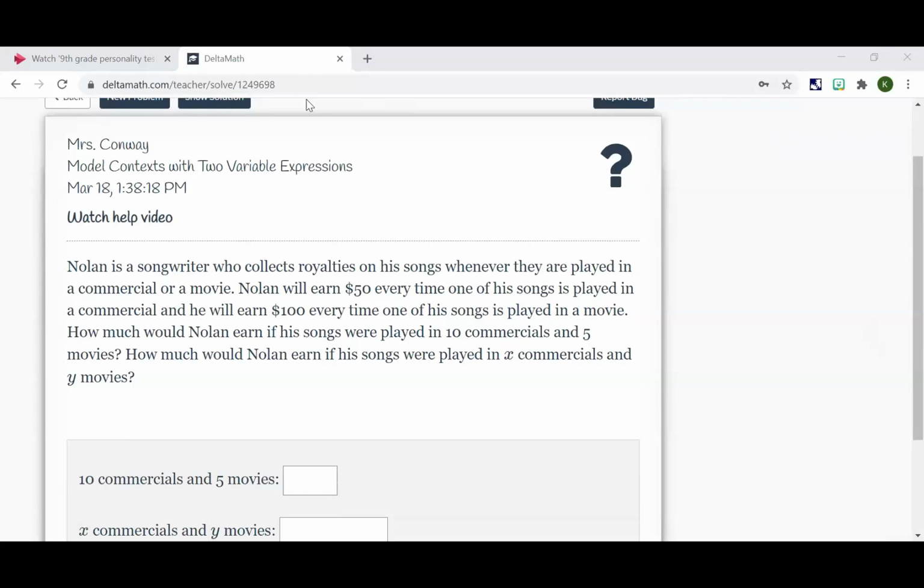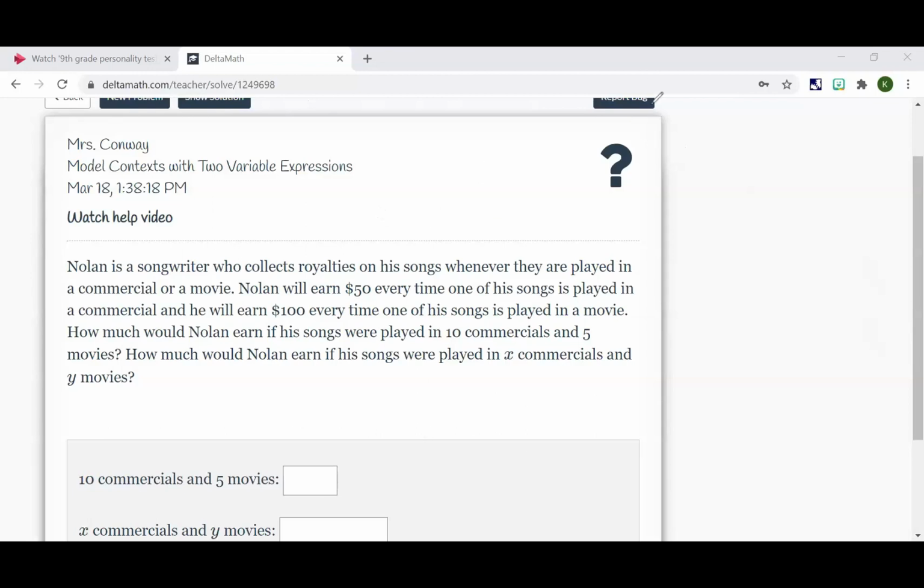And the tricky thing about word problems is there's just not a lot to teach you about word problems. You just kind of have to read it and see the answer, right? So Nolan is a songwriter who collects royalties on his songs.